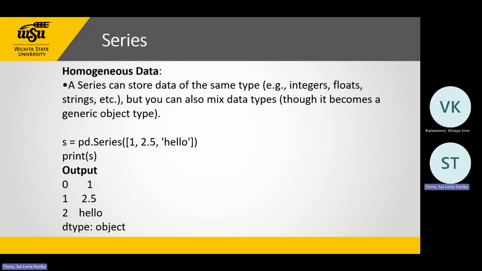Next, homogeneous data. A series can store data of the same type, like entirely integers. Previously we discussed 10, 20, 30, which come under integers, and also floats and strings, but you can also mix the data types. If you see the code, I considered three data types: the integer 1, the float 2.5, and the string hello. I tried to store them in a series, and it worked, because a series can handle different data types.